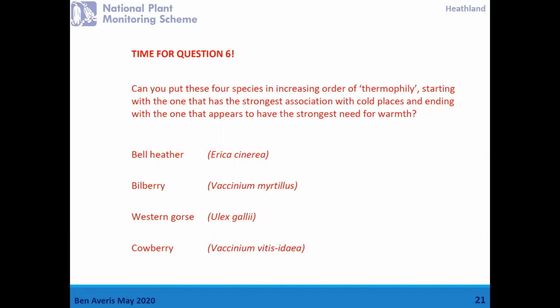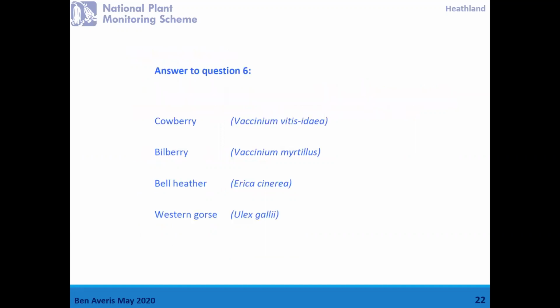And the next page will put them in the right order. Cowberry is the most cold tolerant. You're not going to see cowberry in that place in Berkshire, for example. Bilberry, next one down, and then bell heather is liking it a bit warmer, and the western gorse definitely needing some more warmth. And of course, the dwarf gorse would be down at the bottom of that list. That would need it even more warm. Okay, we can go on to the next picture.